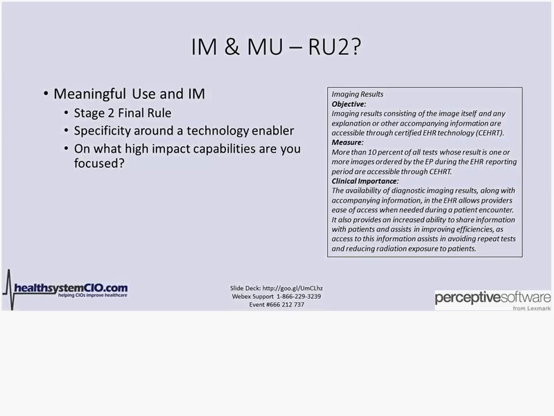A couple more slides here. So some of us work hard for the money regarding meaningful use, but it's also good practice. Stage 2 final rule, that the results have to be accessible through a certified EHR, because it allows providers ease of access when they're doing a patient encounter, and it also avoids repeat tests. So you see all three legs of the triple aim stool there: outcomes, experience, and lower cost potentially.